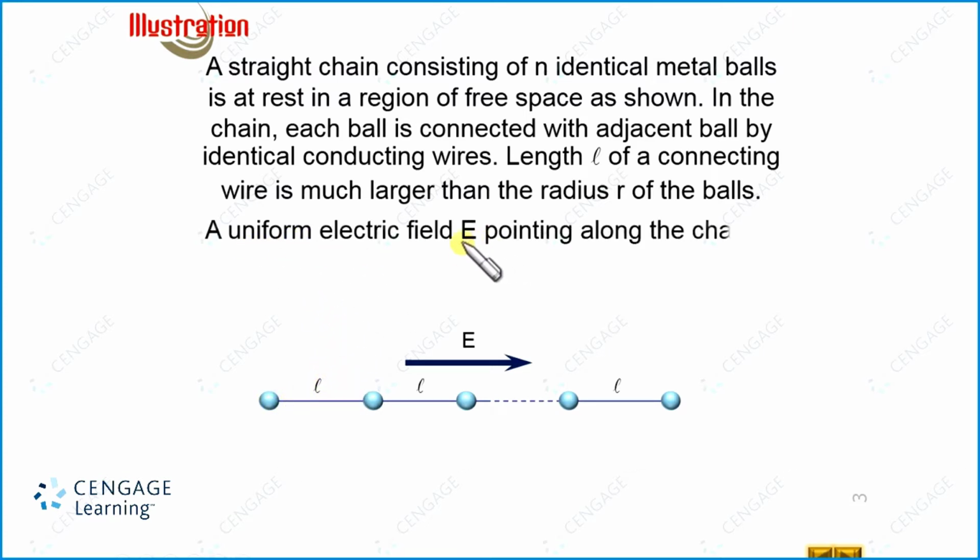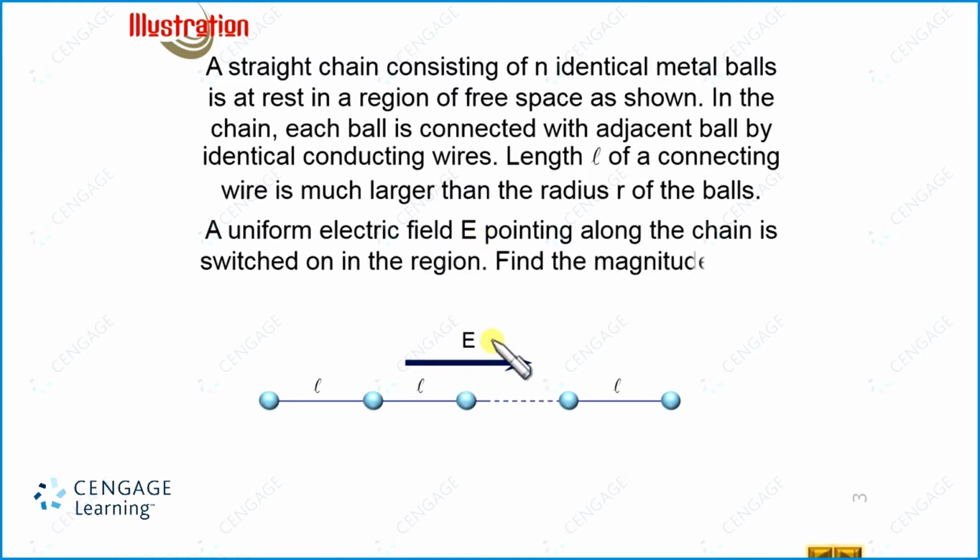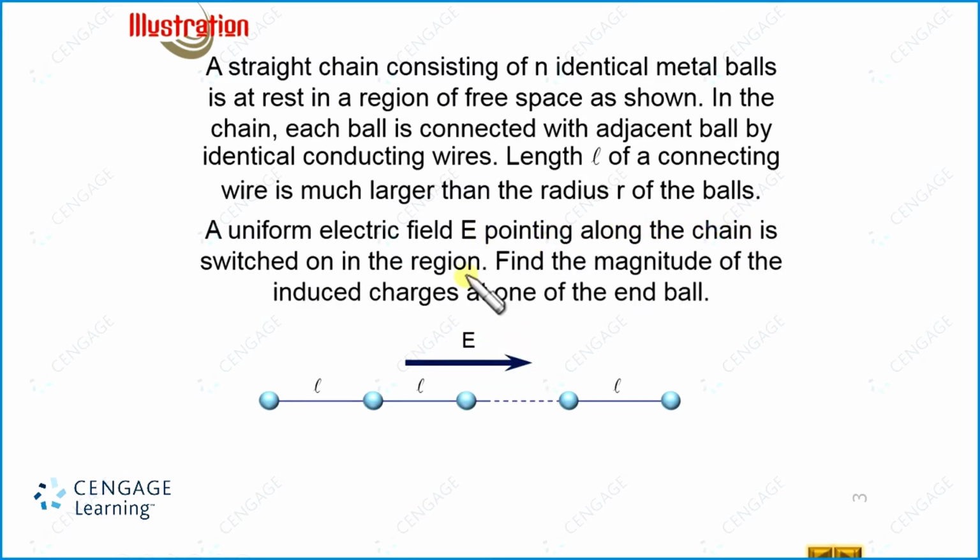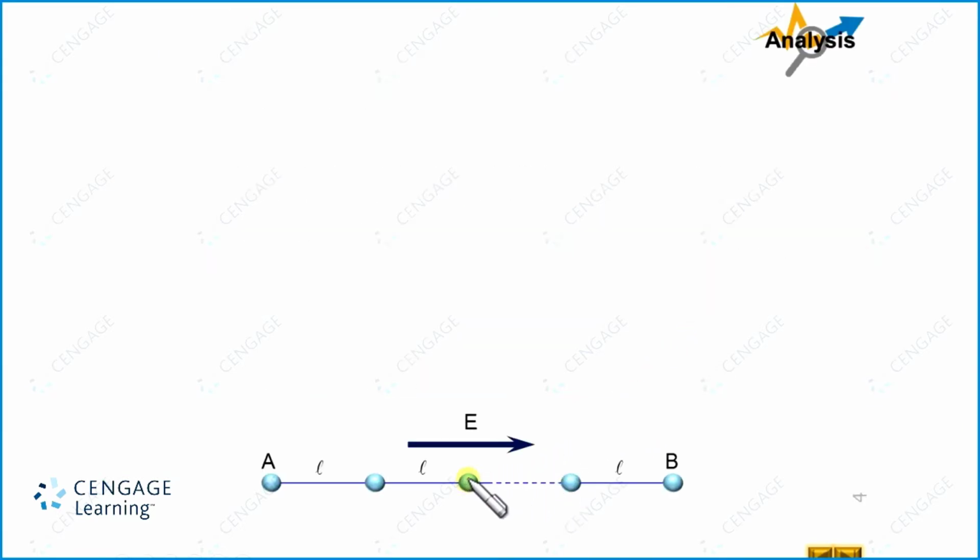A uniform electric field E, this one, pointing along the chain is switched on in the region. Find the magnitude of the induced charge at one of the end balls. This we need to find out. So let us make the diagram on the next page.